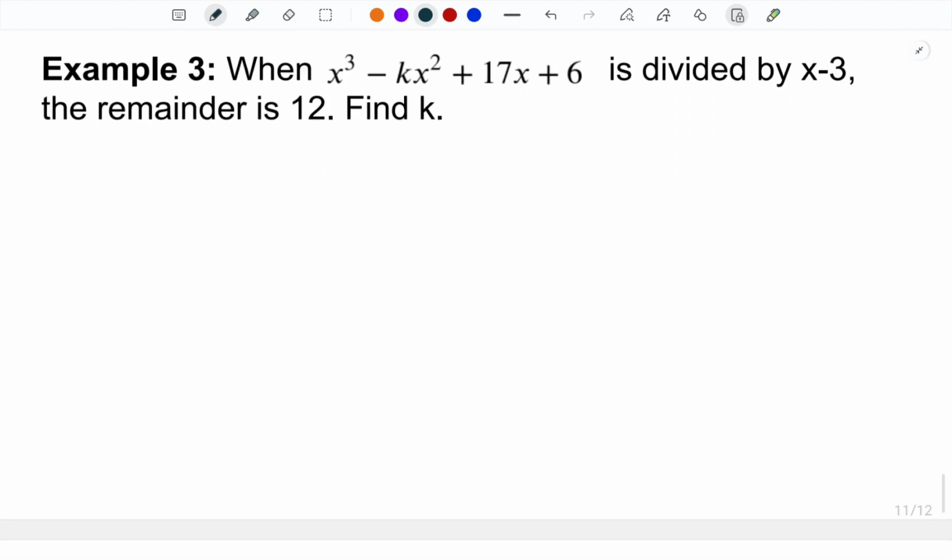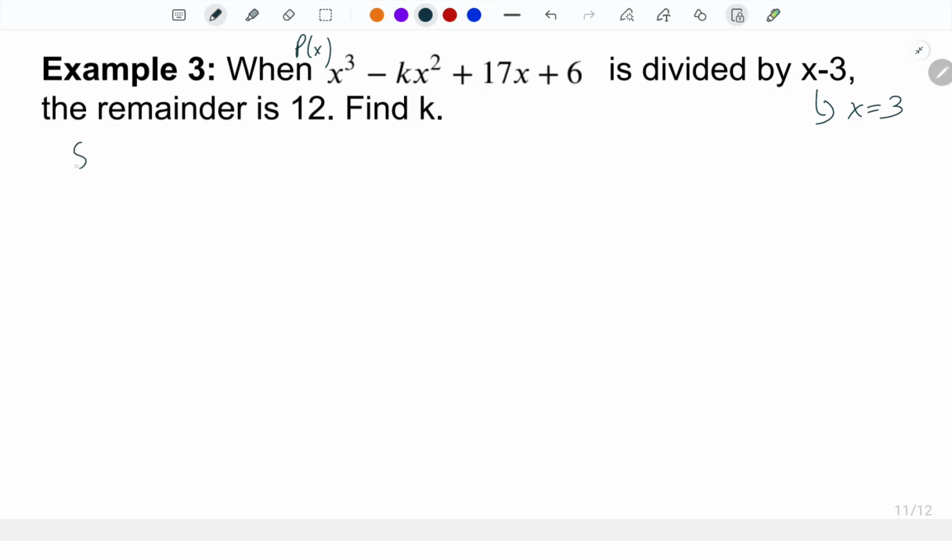Okay, let's take a look at this. So when x cubed is divided by x minus 3, well, that whole polynomial, the remainder is 12. So we want to find k. So this is a little bit of a different problem, but the idea remains the same. So we have this polynomial. This time I'll call it p of x. We're dividing it by x minus 3. So we're looking at 3.